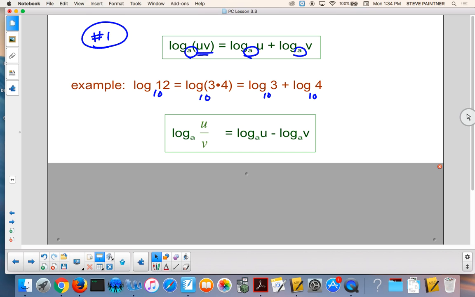How about this one? Log of division. When you have log of a number divided by a number, well, what are we gonna do here? Sorry, something happened here. What are we gonna do? We're gonna change division over to what?